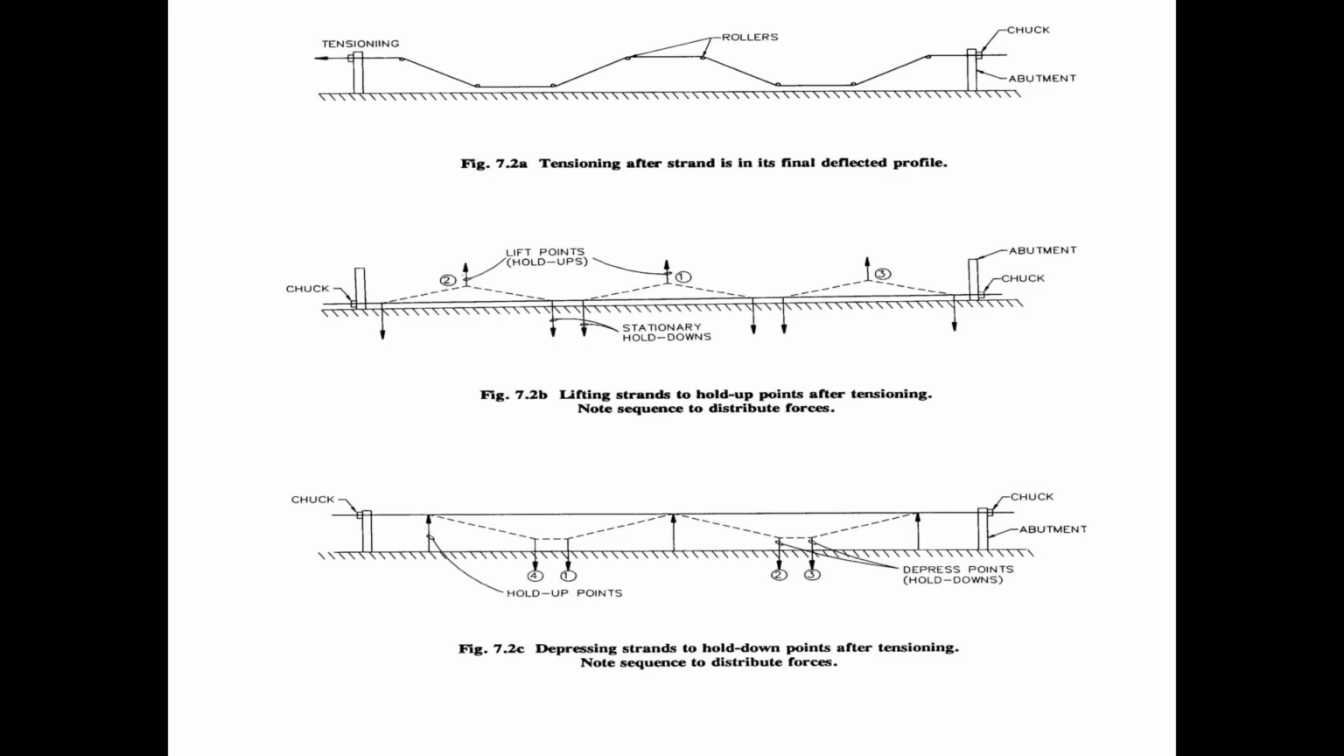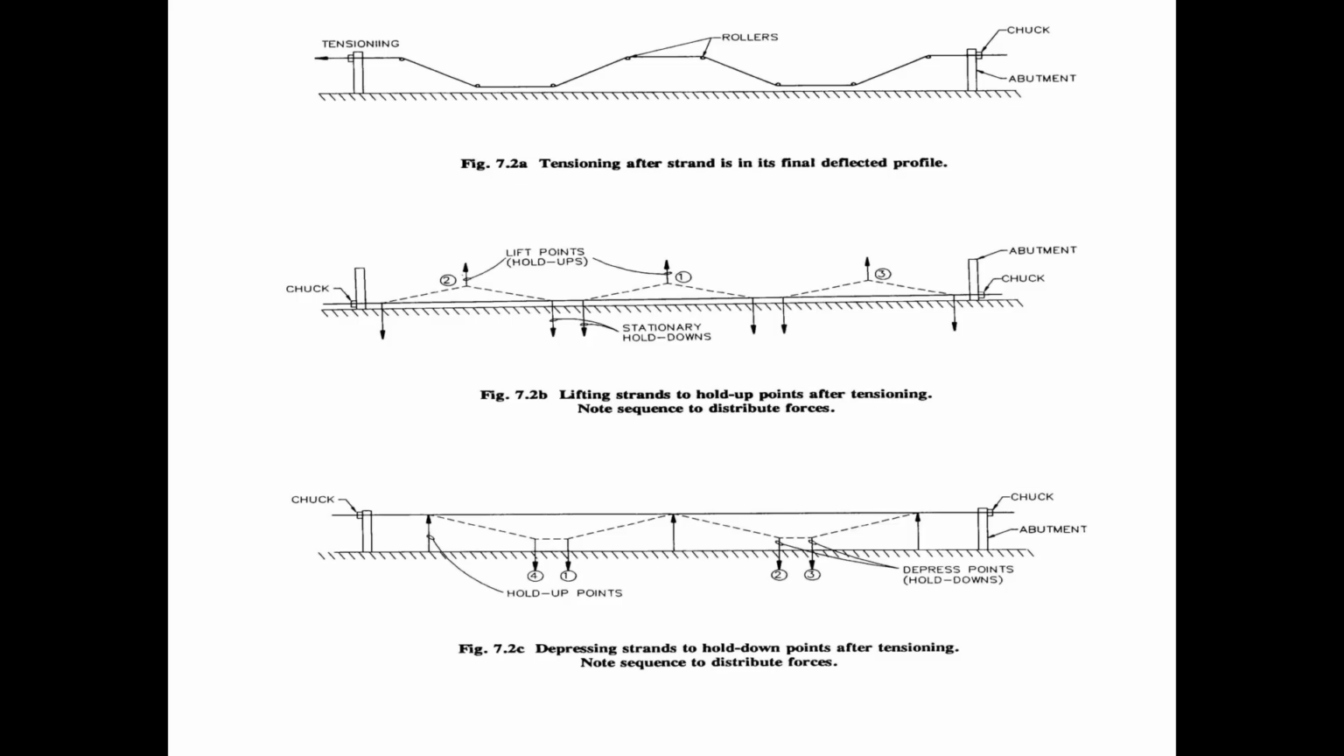In figure 7.2c, again, we're tensioning the strand in the straight position, but afterwards we're pushing it down into the draped position. So again, the dashed lines represent the draped position, and the solid line represents the tensioned position. So again, the hold down locations are numbered. So we're going to start there on the left at number 1, then go over to the other side, number 2, number 3, and then back to number 4.